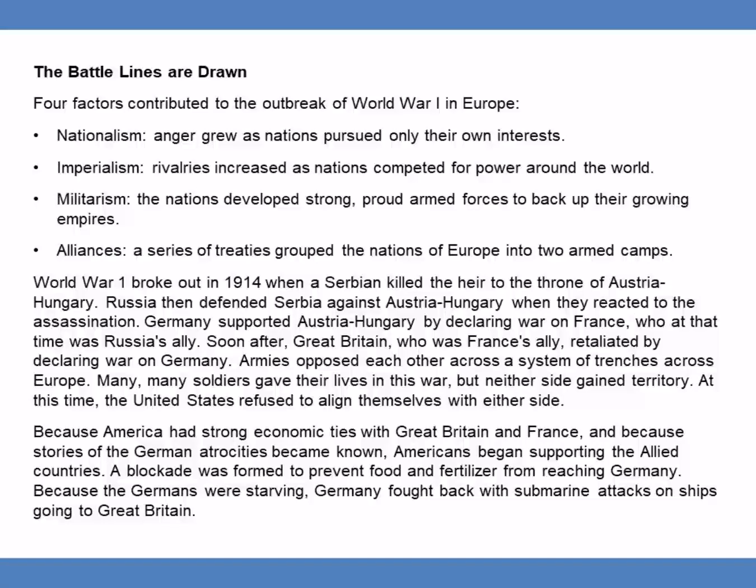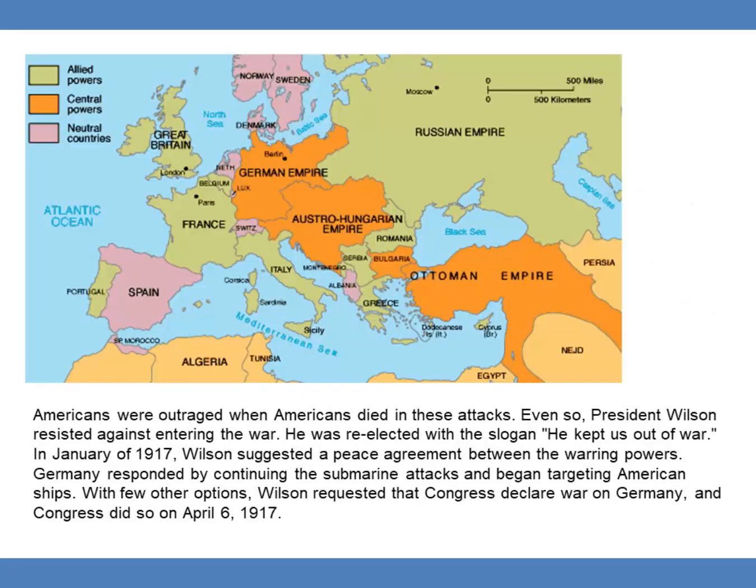A blockade was formed to prevent food and fertilizer from reaching Germany. Because the Germans were starving, Germany fought back with submarine attacks on ships going to Great Britain. Americans were outraged when Americans died in these attacks. Even so, President Wilson resisted against entering the war. He was re-elected with the slogan, "He kept us out of war."